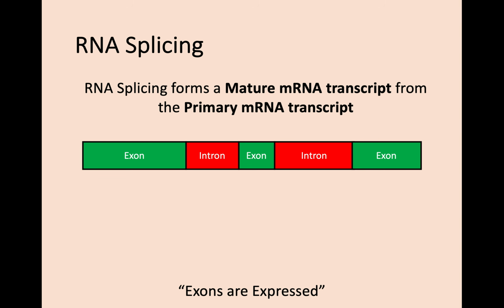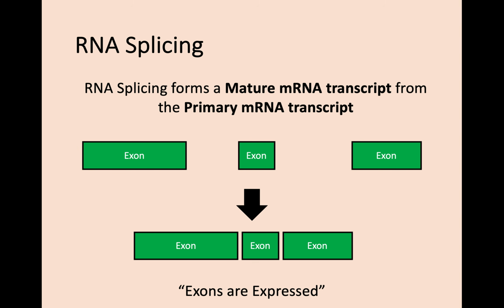So in this process known as splicing, or RNA splicing, the introns are removed, and then the exons are spliced together. So you now have this long area of coding regions that you need for gene expression to take place.